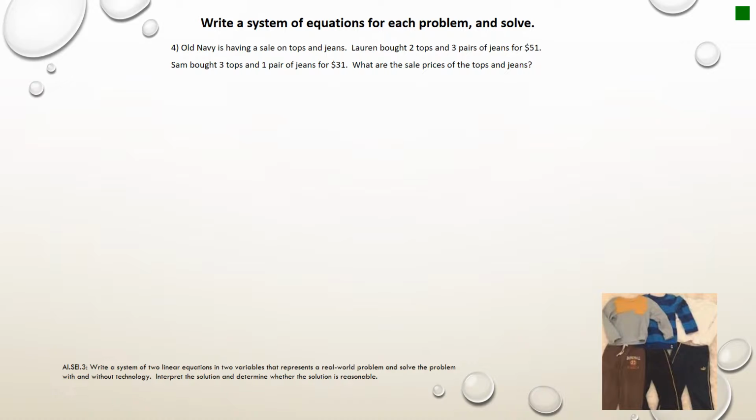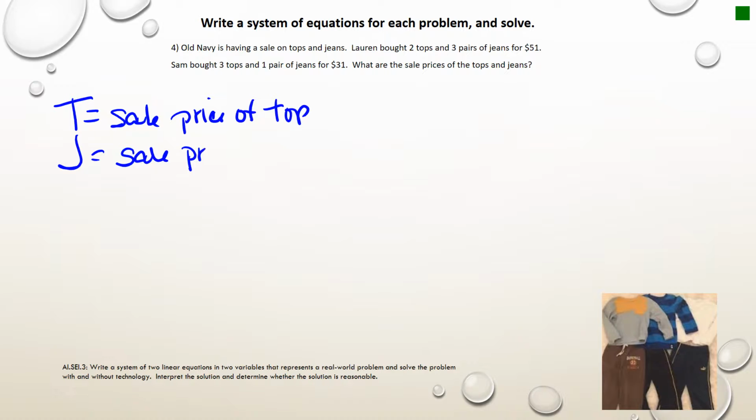Okay, side 6. Old Navy is having a sale on tops and jeans. Lauren bought 2 tops and 3 pairs of jeans for $51. Sam bought 3 tops and 1 pair of jeans for $31. What are the sale price of tops and jeans? So T is going to equal the sale price of a top, and J is going to equal the sale price of jeans.